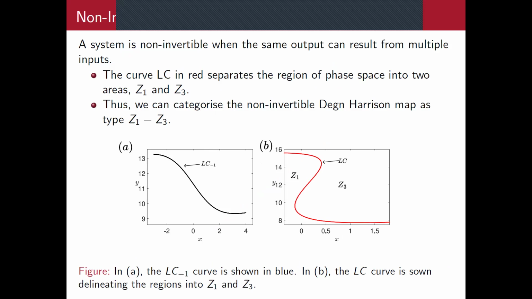Non-invertibility occurs when multiple initial states produce the same output, creating a folding effect in phase space. Here, the red curve divides the phase space into two regions, that is Z1 and Z3. And this non-invertibility contributes to the chaotic behavior of the system.